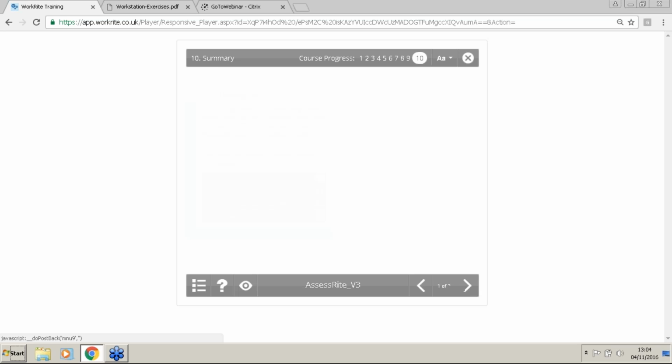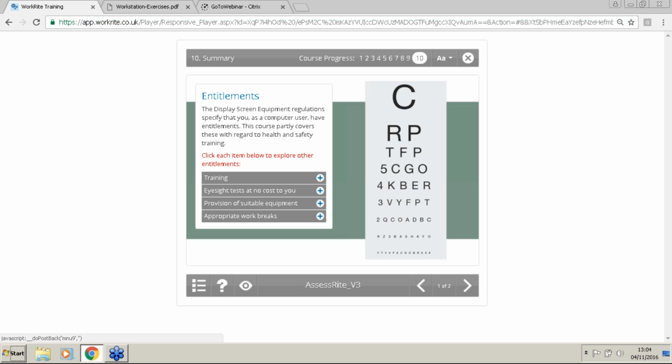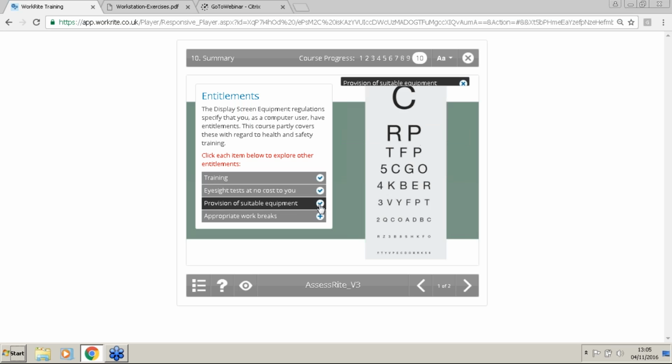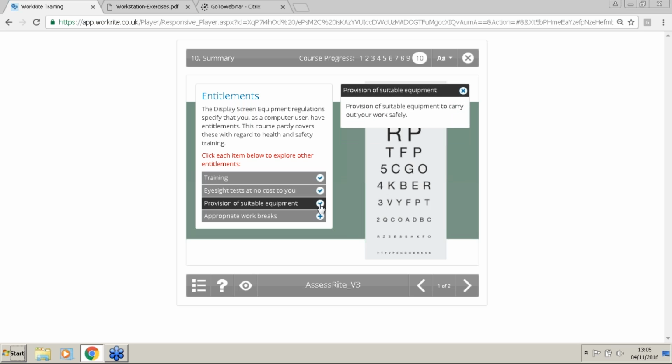And then to summarize. The display screen equipment regulations specify that you as a computer user have entitlements. This course partly covers these in regards to health and safety training. So, you must have sufficient training on the equipment and software that you use. Eyesight tests at no cost to you. If the results of the test find that you need glasses, these should be provided. Provision of suitable equipment to carry out your work safely, and appropriate work breaks.